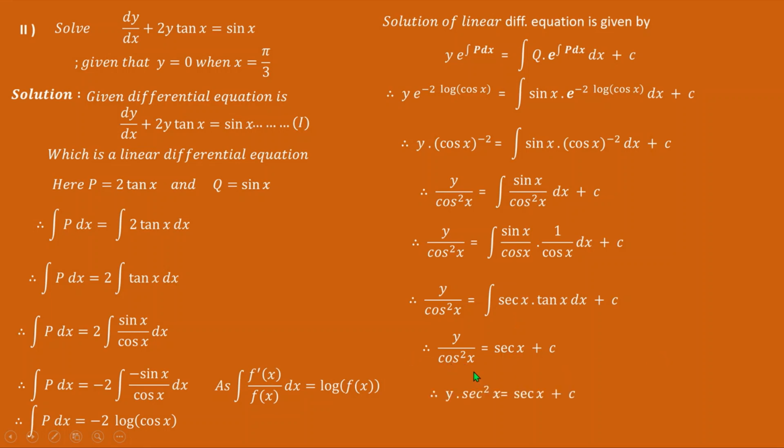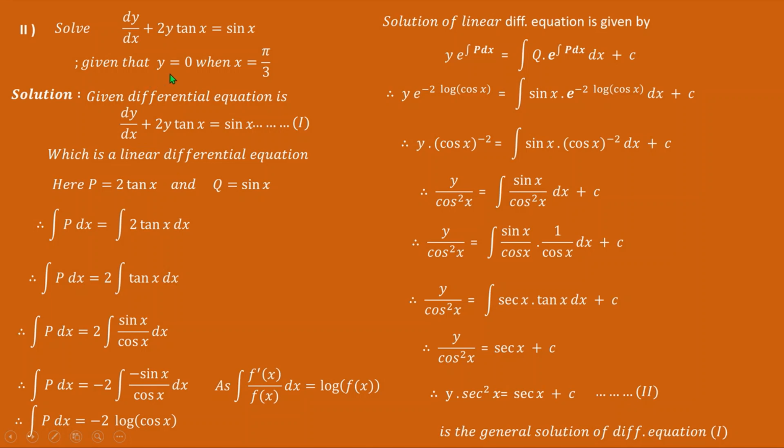Now multiplying by cos square x, 1 upon cos square x is sec square x, so we get y sec square x is equal to sec x plus c. Now this is the general solution of the given differential equation 1. This is equation number 2 now.